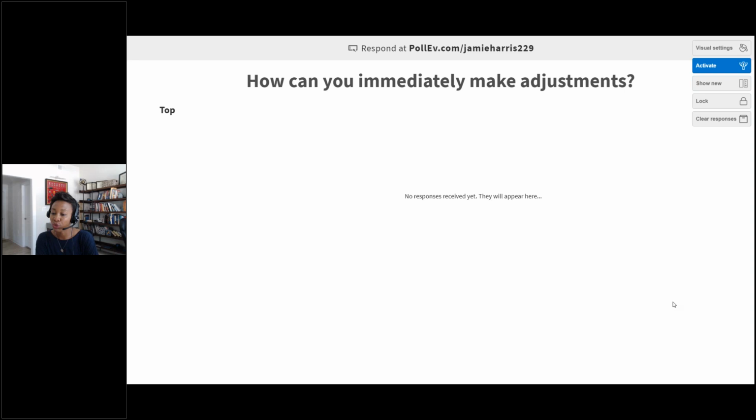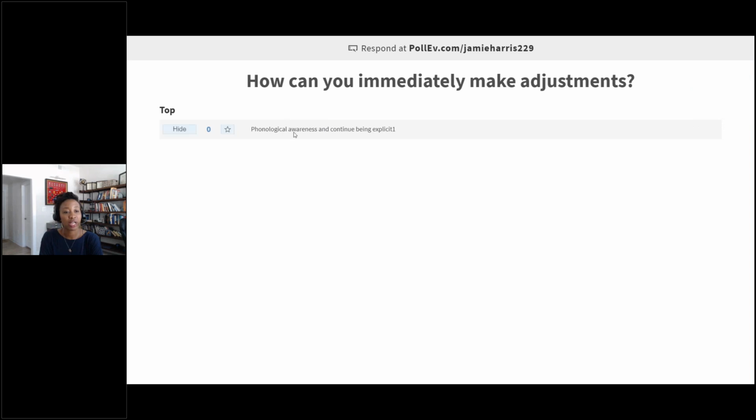Using music to learn word intonation. Okay, here we have phonological awareness and continuing to be explicit. I know I have made the assumption that I could be implicit and it would be okay. But some things must be explicit.